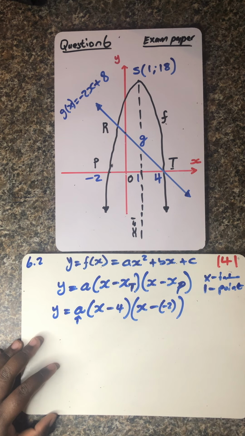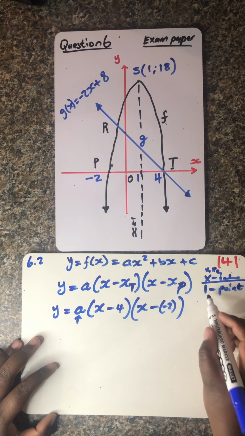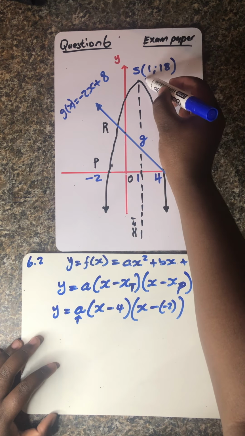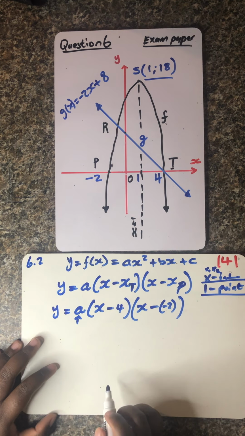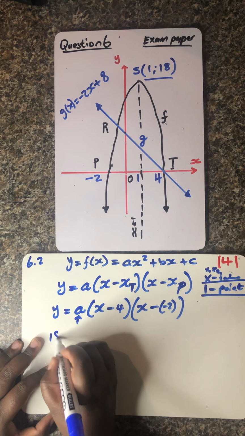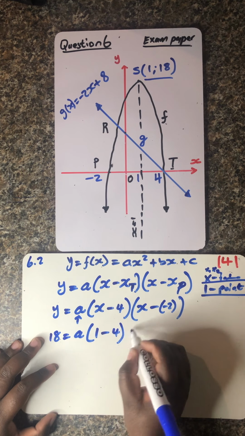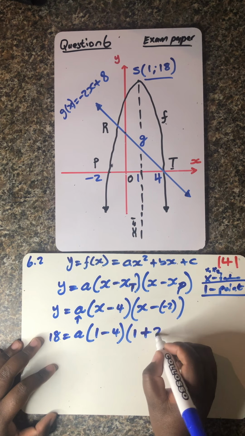The main aim here is to calculate the value of a. Remember, you need the x-intercepts, where you must have x1 and x2, and you need any one point along that graph. There you go, we've got that point. What is the y there? It's 18, which is equal to a. What is the x? It's 1 minus 4, and we use the same x for the other bracket. Obviously, this times this makes it +2.